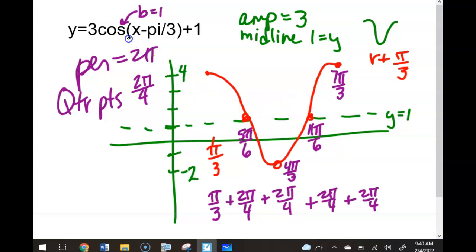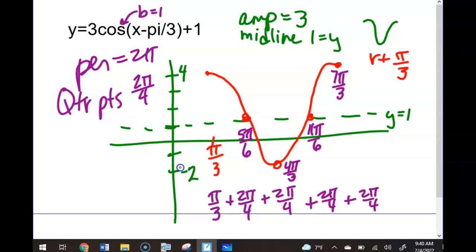Now, why does it not finish at 2 pi? Because we shifted it. It finishes past 2 pi. How do you know 7/3 is more than 2 pi? How many times does 3 go into 7? More than 2, right? Okay.